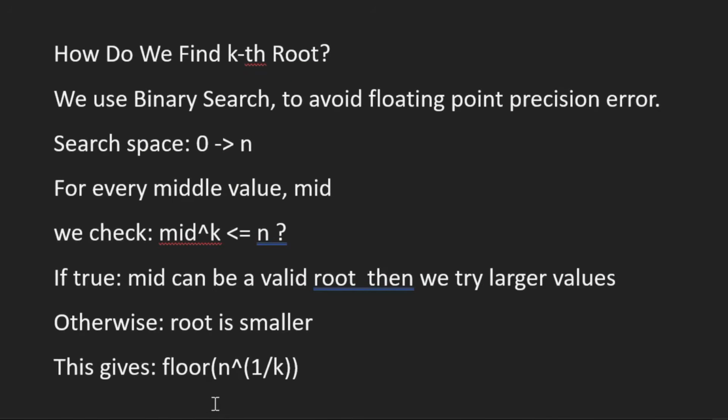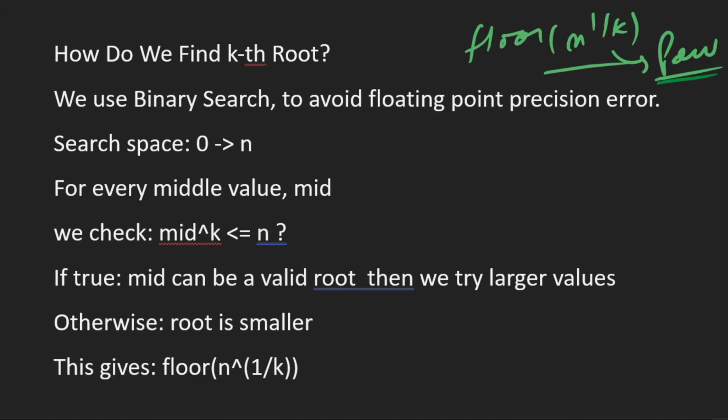But we have an issue here. When we find the floor of n to the power 1 by k, we will be using the power function to find n to the power 1 by k, right? But the power function has some floating point precision error.